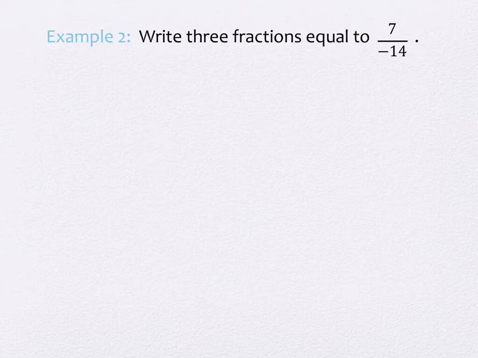So right now you've got a positive 7 on top and you've got a negative 14 on bottom, right? An equal fraction to this would also be a negative 7 on top and a positive 14 on bottom. So that's the equivalent of multiplying the denominator and the numerator both by negative 1. So this would be one of the fractions that would be equal to this. So I'm going to open the floor to you guys.